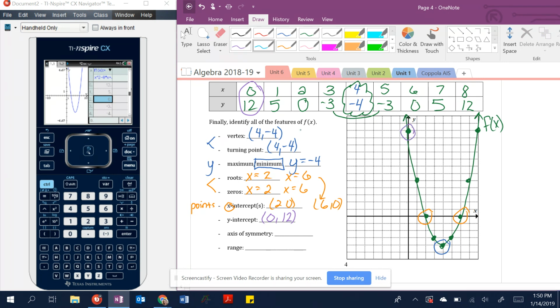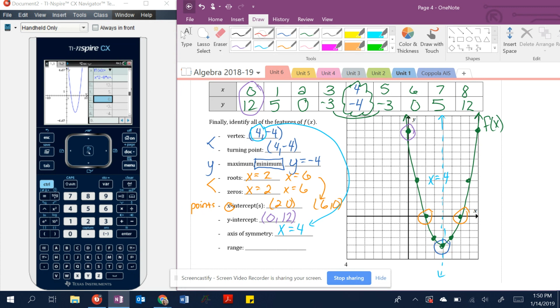The axis of symmetry. Okay, we haven't talked about this in a while, but the axis of symmetry is that line that slices our function right down the middle into two, like a butterfly, like two parts that would fold on top of each other. And what do we notice? Well, it's cutting the x value of 4 every single time. Notice how we can get that axis of symmetry from our vertex, x value.